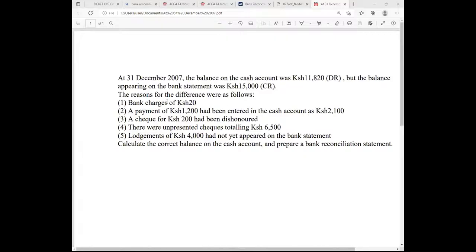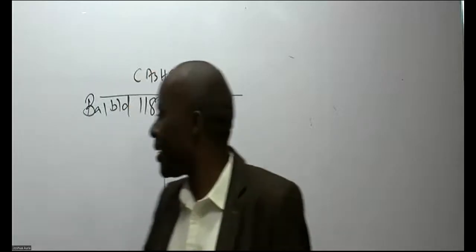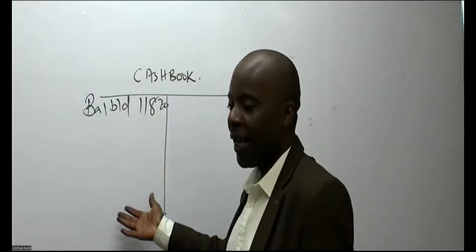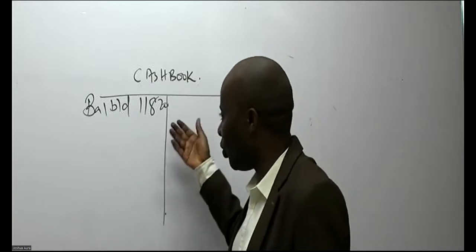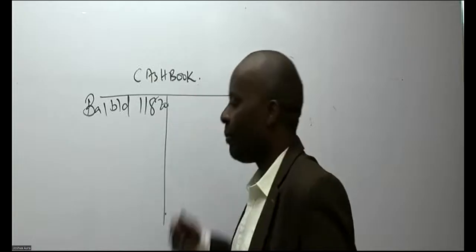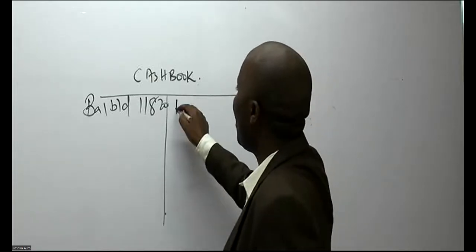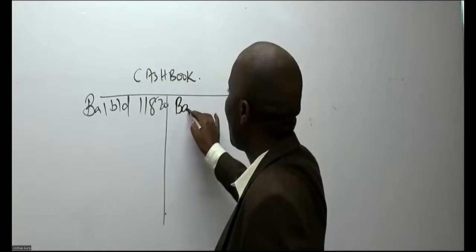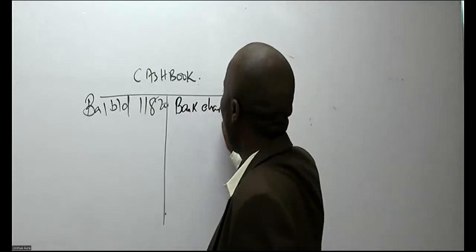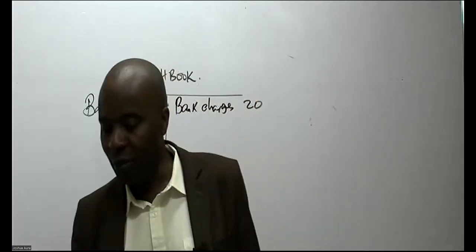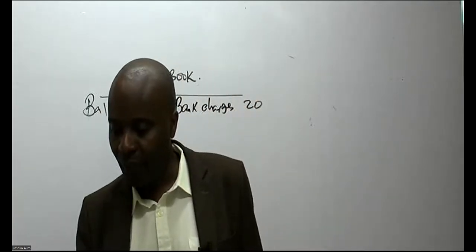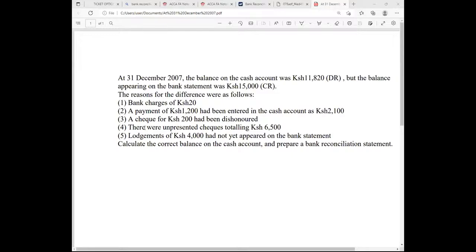The first thing I'm now aware of is that there were some bank charges of Kenya shillings 20. Bank charges are not in the cash book yet, and I know it's a cash outflow. So now that I've got to know about them, I need to update my cash book. So we have here bank charges of 20 bob. And then, ladies and gentlemen, we get to the next one.